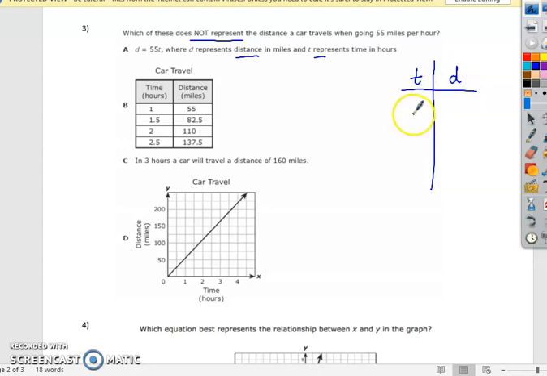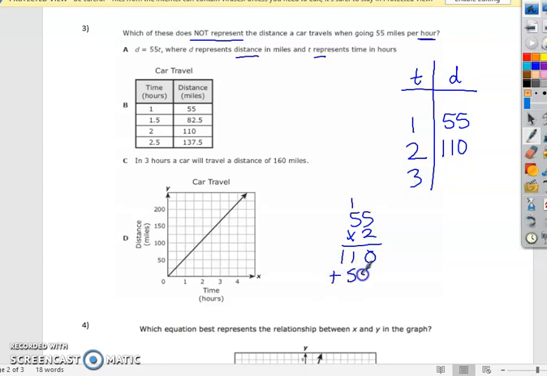So I'm just going to start right here and say, okay, so if I go 1 hour, 55 miles per hour, then in 1 hour I should travel 55 miles. Okay, so in 2 hours, that would be 55 times 2, or 55 plus 55. 10, carry the 1. If you can do that in your head, that's fine. 3, I would go up another 55, which is 165. Okay. So this is just a starting table for me to see if this will help me with my answers.